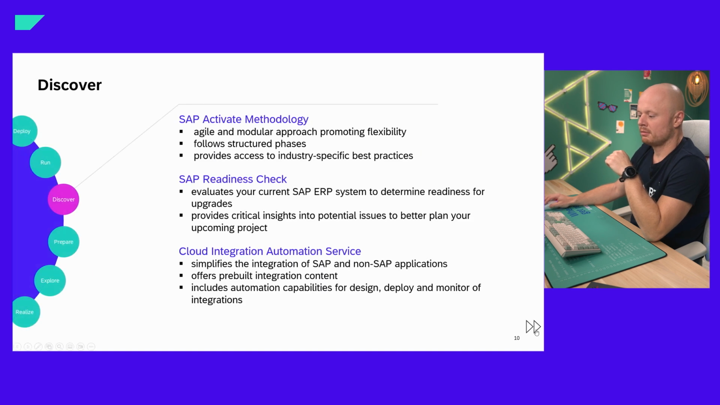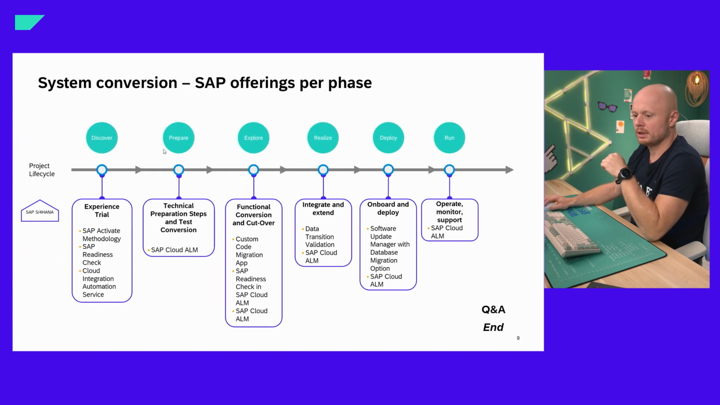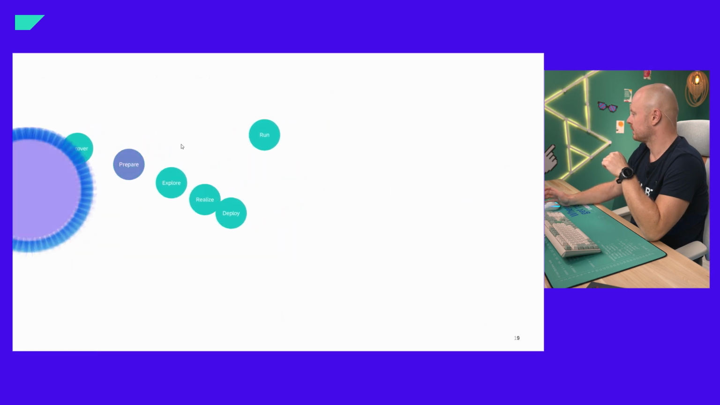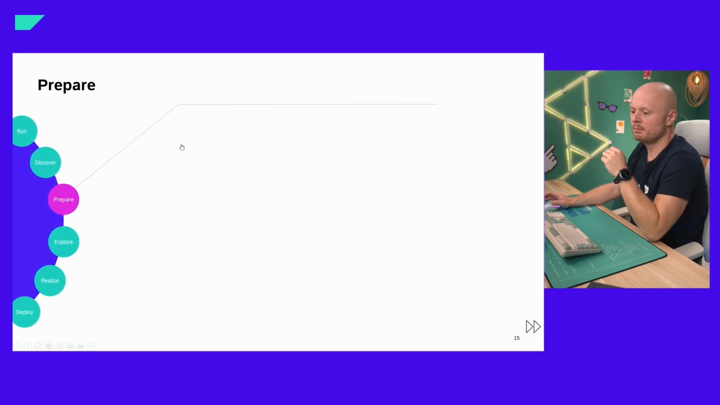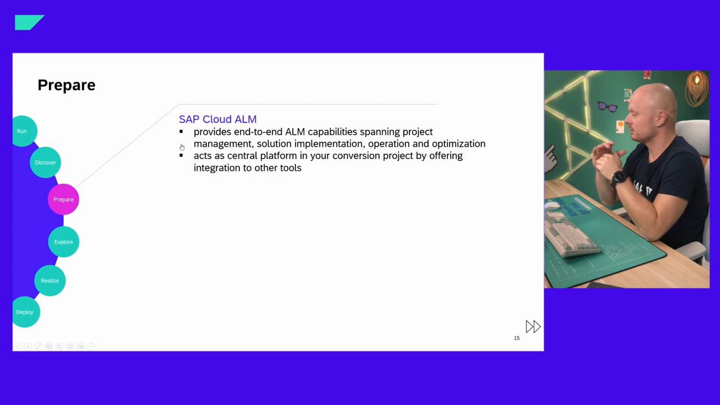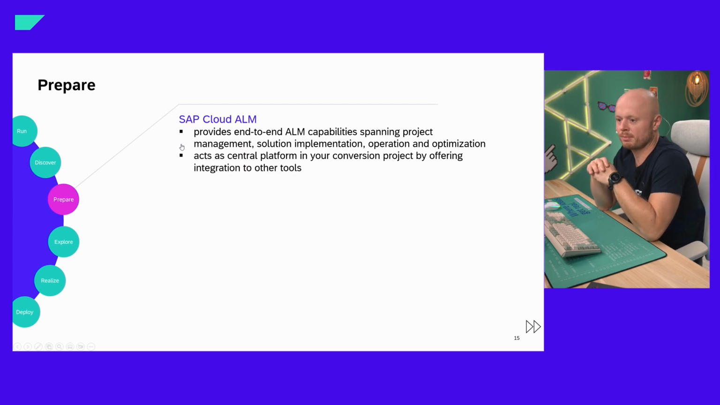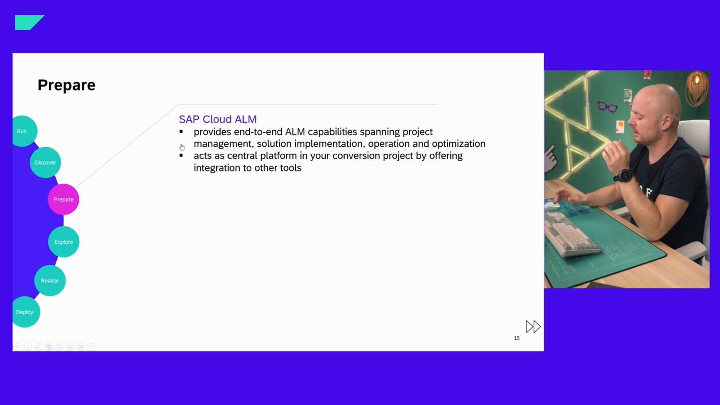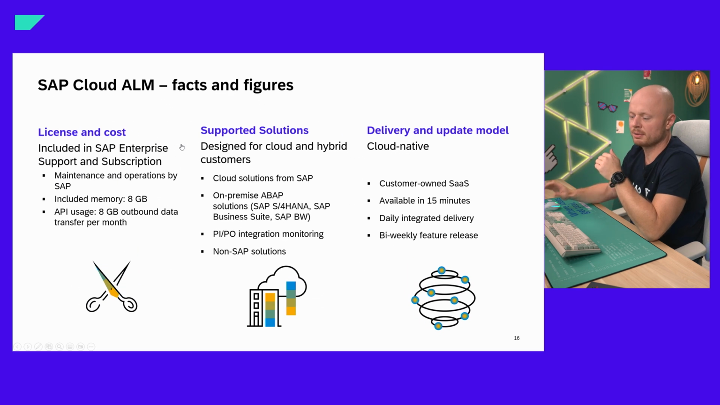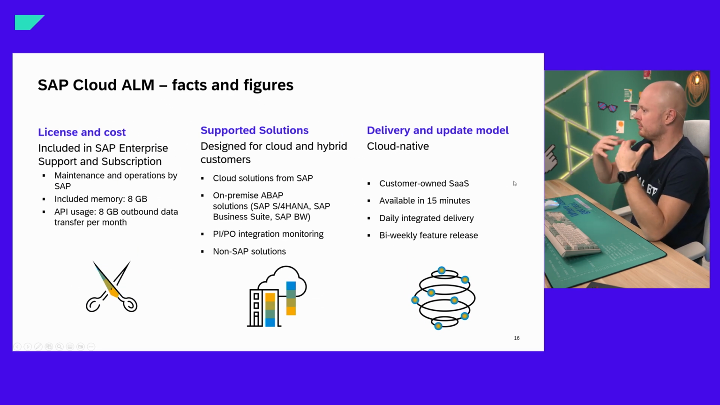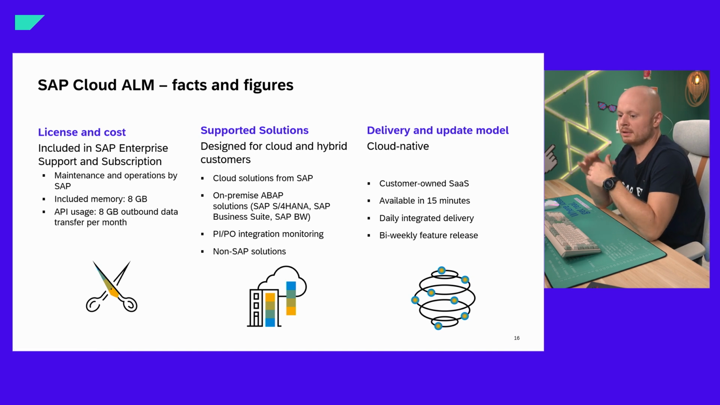All right, so let's jump back to our overview and go to the prepare phase. So Cloud ALM, known to 15% of the attendees. So let's spend some time there also. Cloud ALM is our tool for application lifecycle management in the cloud. And let's have a closer look, because in that scenario of the system conversion, or the project environment of the system conversion, it was not that much positioned in the past. So just some facts and figures.